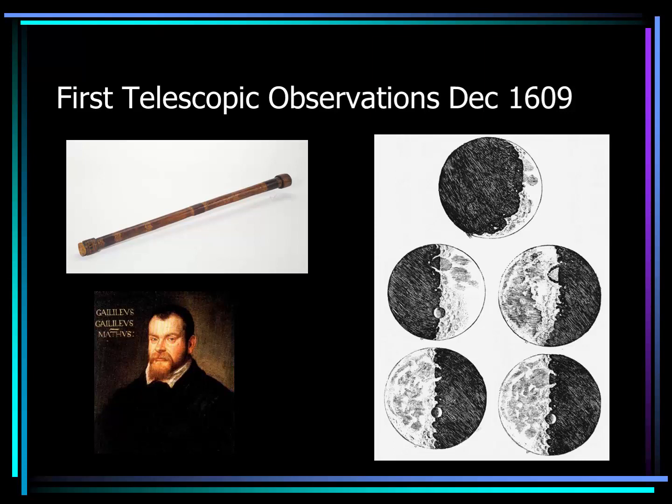One of the first things we know Galileo looked at when he turned his telescope to the sky was the Moon. This picture on the right shows sketches from Galileo's notebook, where we can clearly see he saw craters, mountains, and valleys on the Moon's surface.